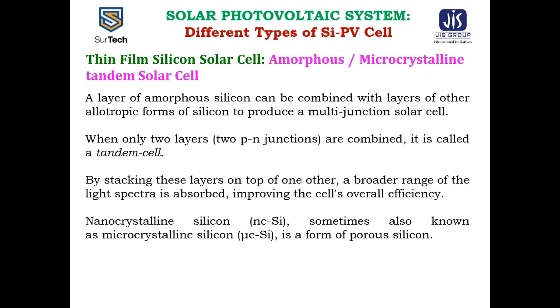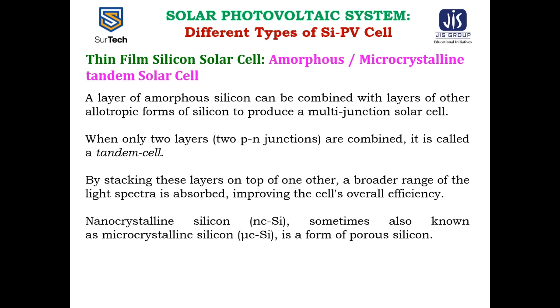The nanocrystalline silicon, sometimes also known as the microcrystalline silicon, is a form of the porous silicon. It is an allotropic form of silicon with the paracrystalline structure, similar to the amorphous silicon in that it has an amorphous phase. Where they differ, however, is that the NC silicon, that is nanocrystalline silicon, has small grains of crystalline silicon within the amorphous phase.